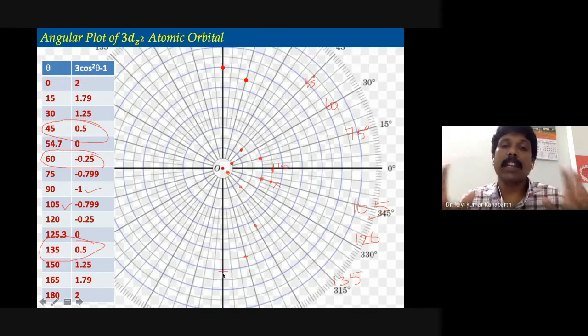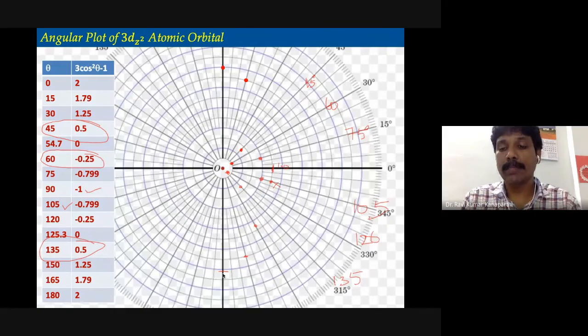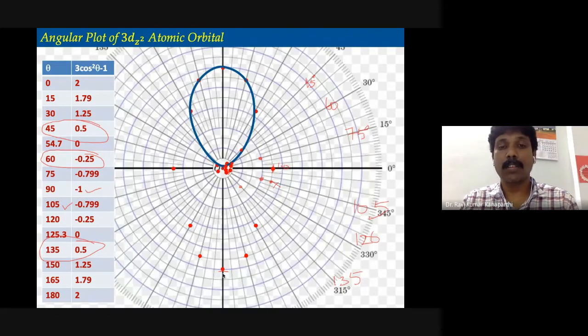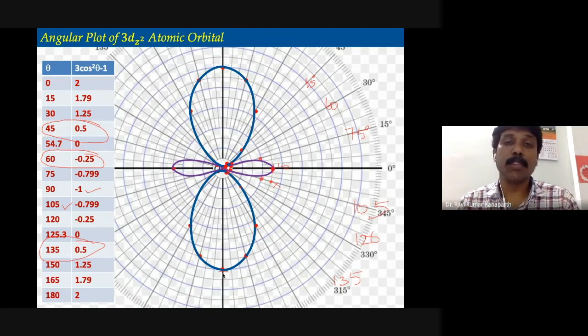So essentially you will get this nice thing. You join all the points after marking everything, and then you will get a nice shape, what you have seen, what you have learned in your early classes. So you will get two lobes of this type, and then the other two lobes on the right hand side of the positive z axis, and the left hand side of the z axis. You will get nice lobes.